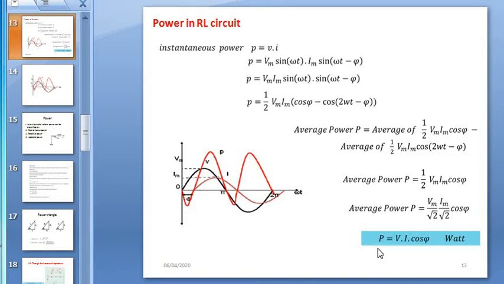Therefore, power consumed by the RL series circuit is given by the formula P is equal to VI cos phi. The power is measured in watts.